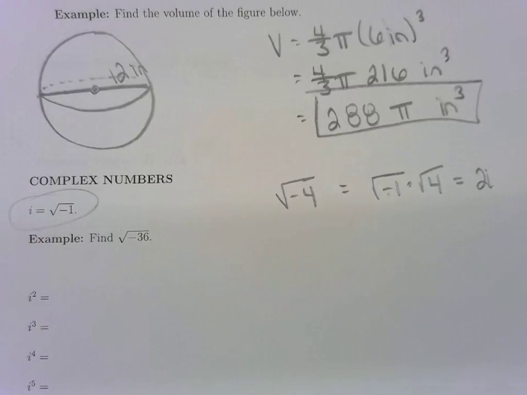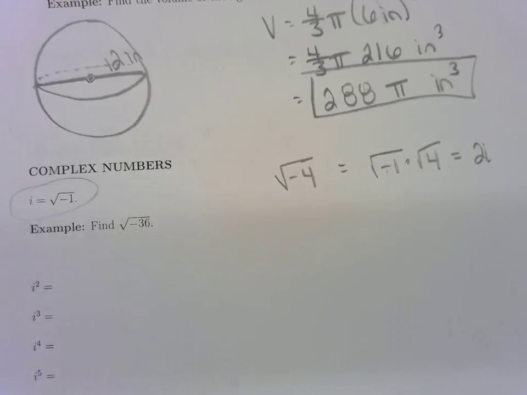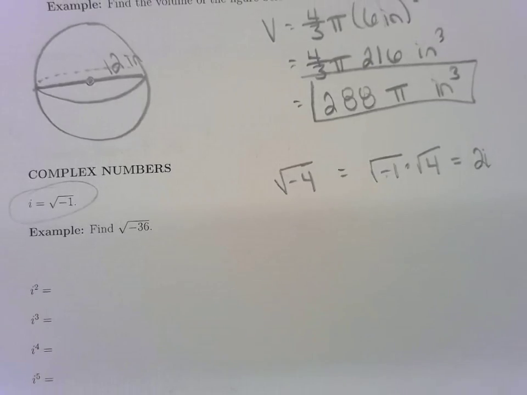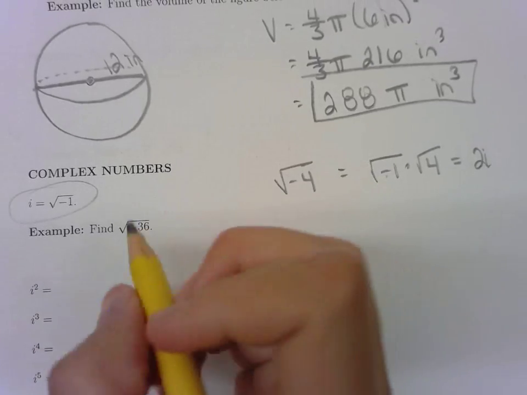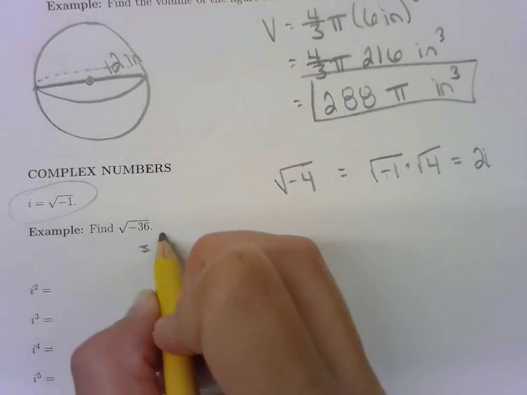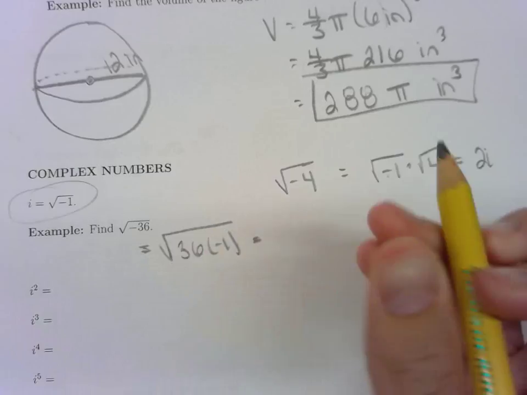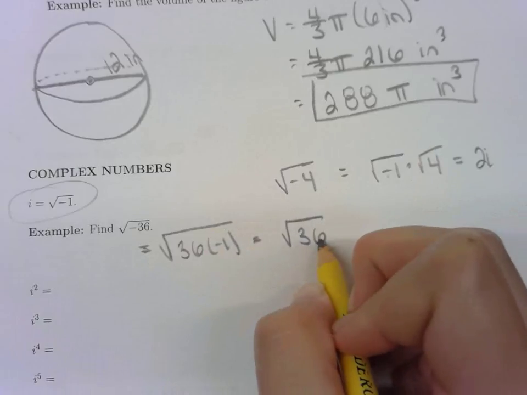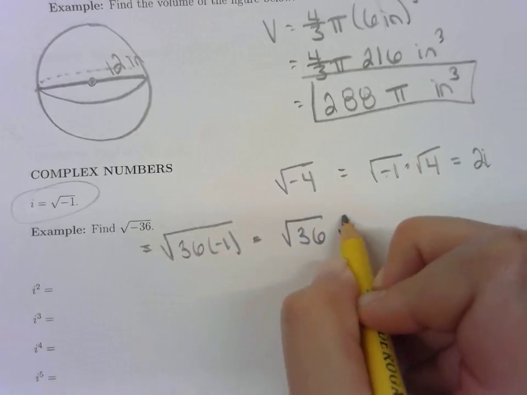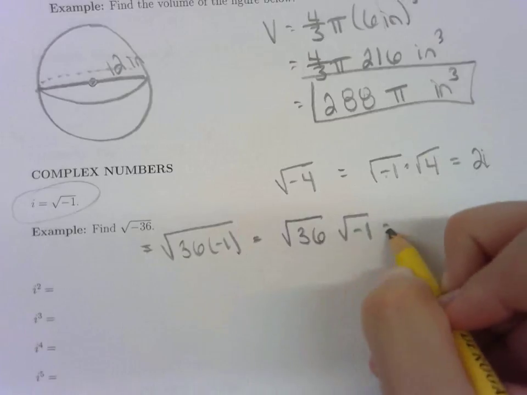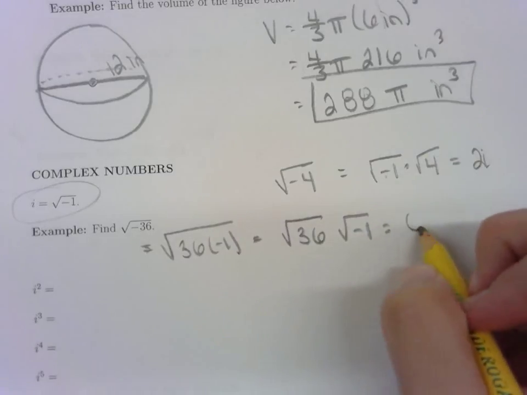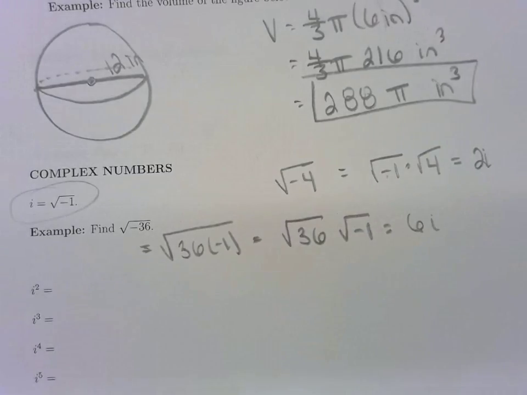Okay, so let's go ahead and look at the square root of -36. We're going to do that exactly the same way. So square root of -36, that is 36 times -1. Then we can break that up as the square root of 36 times the square root of -1. The square root of 36 is 6. The square root of -1 is i. So it would be 6i.